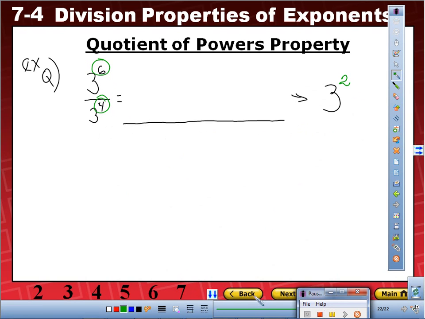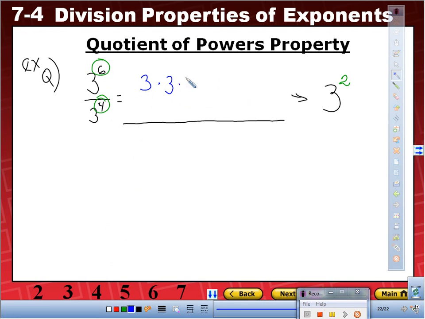All right, pencils down. Here we go. So, I'm going to rewrite this one right here. Writing utensils down and eyes up on the screen. I'm going to do the numerator in blue. 3 to the 6th means 3 times 3 times 3 times 3 times 3 times 3 over, I'm going to do the denominator in red. This is 3 times 3 times 3 times 3. Now, what do we know about 3 divided by 3? That becomes what? 1.